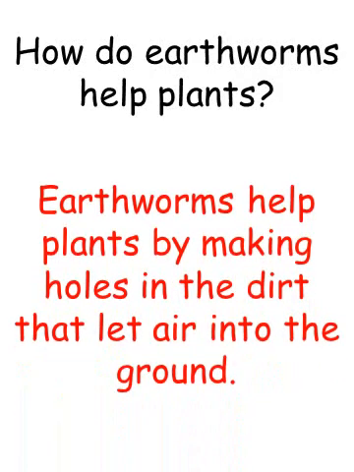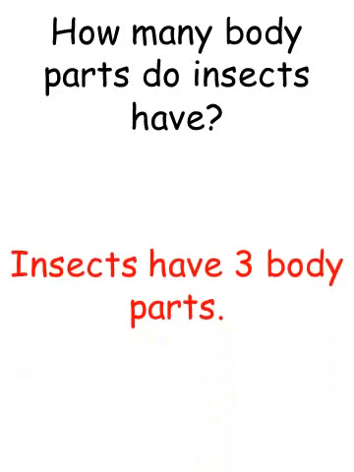How do earthworms help plants? Earthworms help plants by making holes in the dirt that let air into the ground. How many body parts do insects have? Insects have 3 body parts.